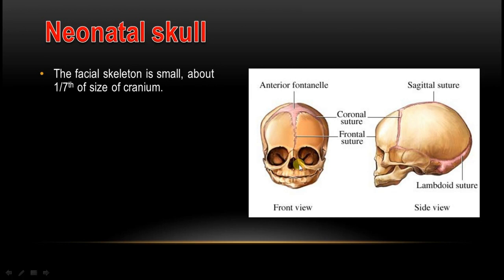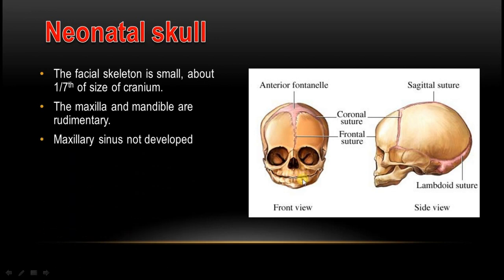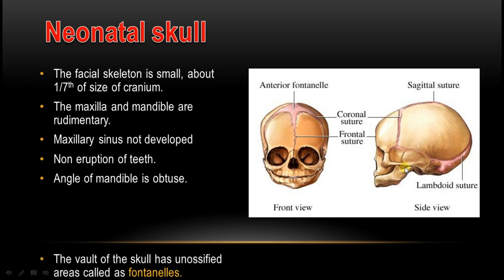The maxillary sinuses are all still not developed, the frontonasal sinuses. The mandible is also very small and rudimentary. As I told you, maxillary sinus is not developed. So, edentulous, no eruption of the teeth takes place. So, that is why all the alveolar processes are very rudimentary. And the angle of the mandible, you are able to see it is an obtuse 140 degrees.